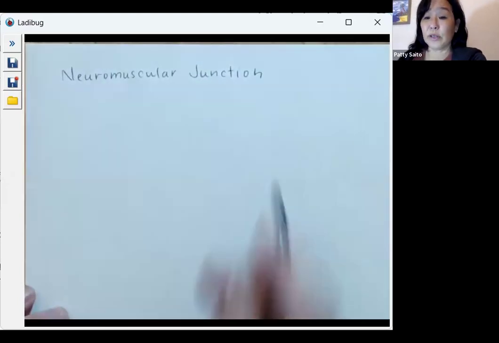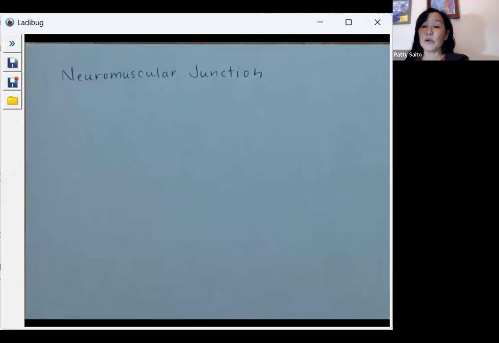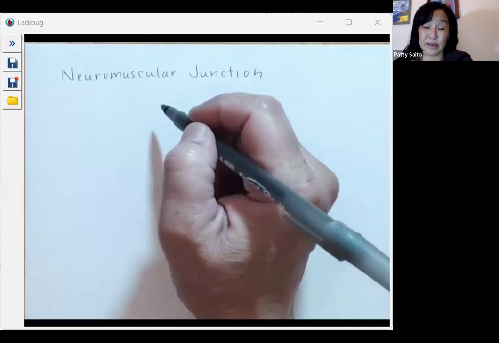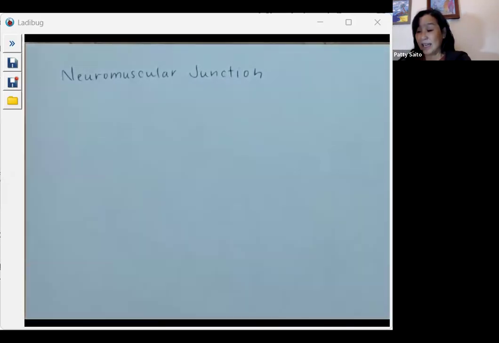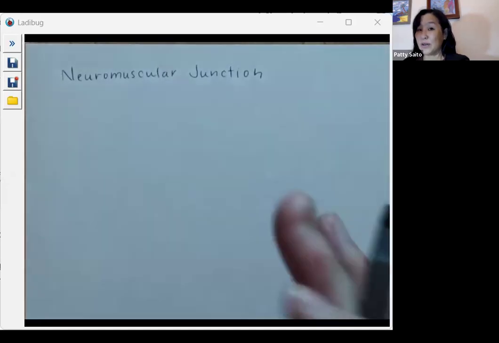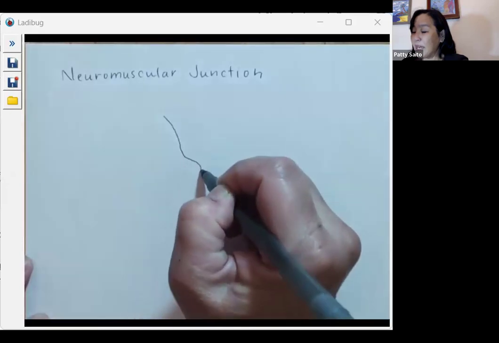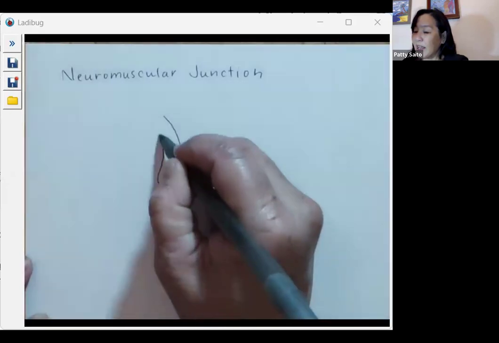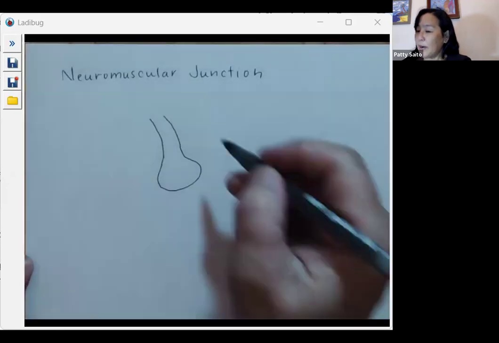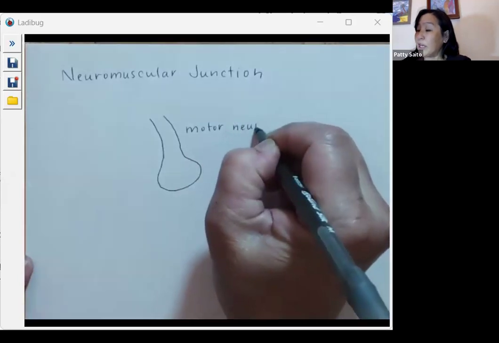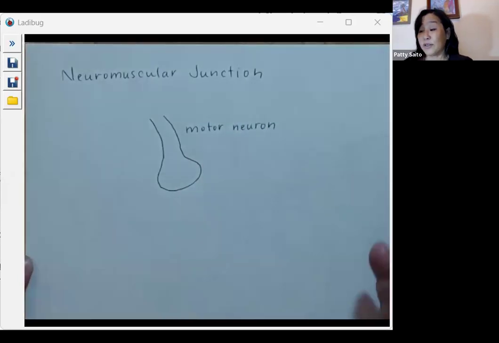So we have to have a nerve first, and I'm going to call it a motor neuron. A neuron is a nerve cell, right? We haven't really learned a lot about the nervous system and neurons, but just take my word for it. We're going to get into what is a neuron, et cetera. So we have a nerve coming down, a nerve cell like this. I'm going to call this the motor neuron, the nerve cell.